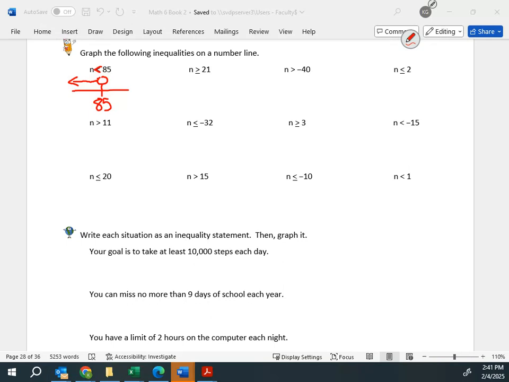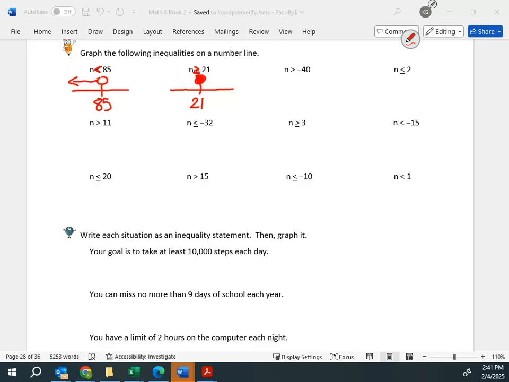If I look at my next one, n is greater than or equal to 21. So I'm going to draw my number line, that's step 1. I'm going to label it with my number, 21. Now I have to draw my circle and decide is it an open circle or a closed circle. I can see it's a greater than or equal to. Since it has that equal to, I fill in my circle.